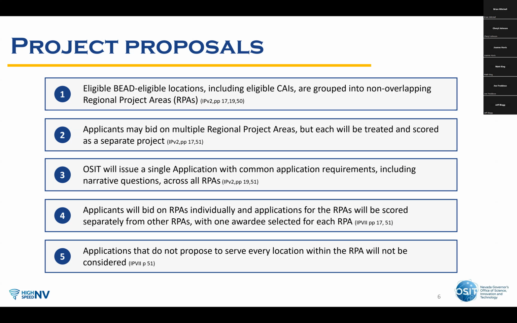It's important to note that an application, in order to be compliant with the structure that was established by OSIT in the initial proposal, Volume 2, has to propose to serve every location within the regional project area. Every location must be a part of the proposal. If an application takes exception to serving any location or refuses to serve 100% of all locations, it will not be compliant with the program and will not be considered. It will not be scored. It will not be awarded.